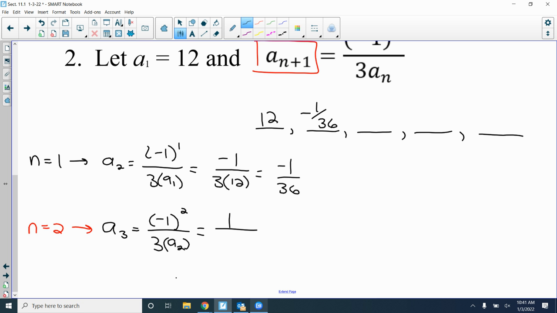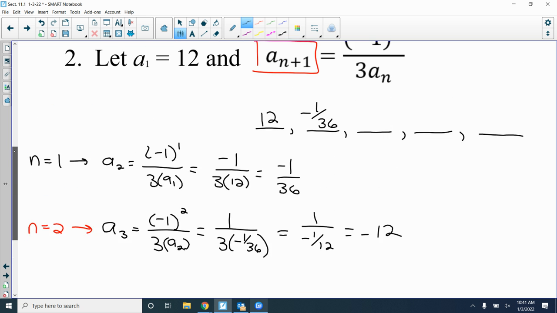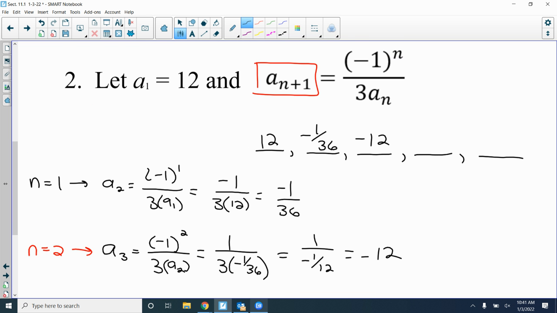What was our previous term? Negative 1/36. We're just going to have to deal with fractions here. 3 times negative 1/36 is negative 3/36, which reduces to negative 1/12. And what is 1 divided by negative 1/12? Flip it. This becomes negative 12. So the third term is negative 12.